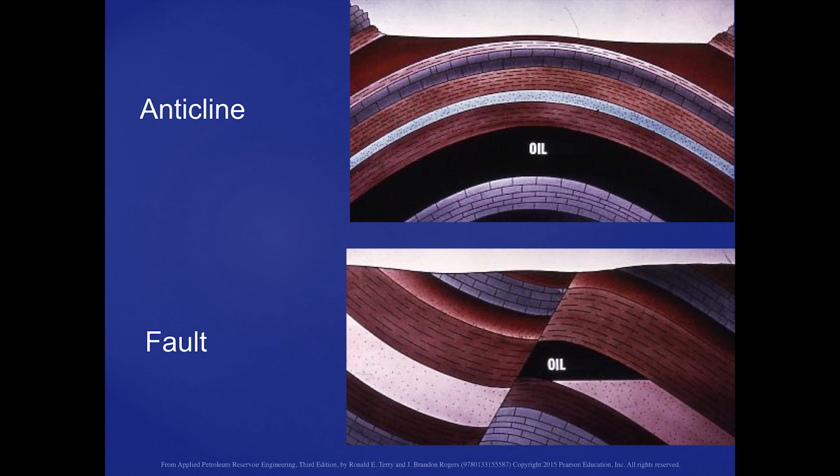Here are two types of structure that we find the hydrocarbon in, the anticline or the fault. One thing that you should know about a fault is that it's a boundary where no fluid will flow across that. So the oil and the gas will not penetrate across that fault. And we'll see that in several applications through our discussions.